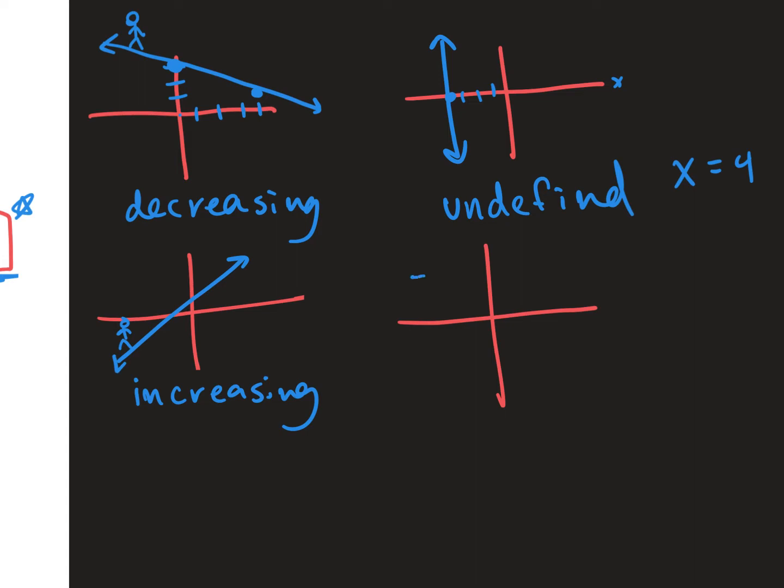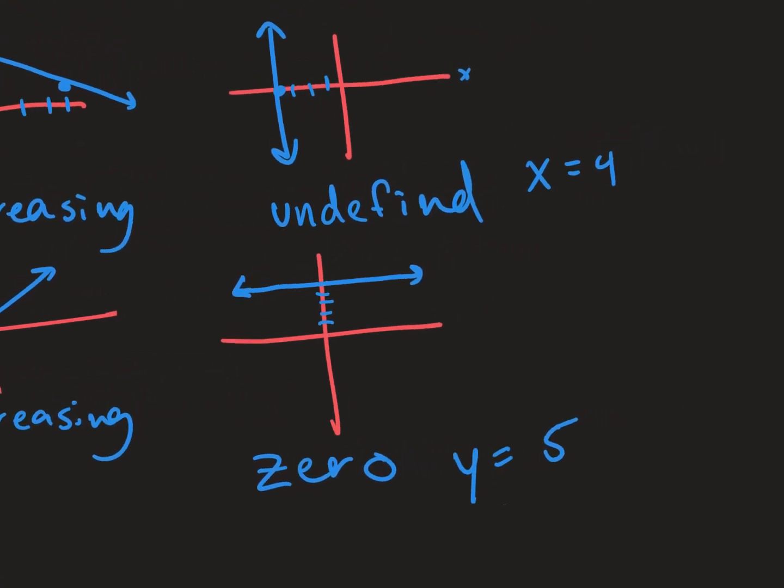What if my slope was just a horizontal line? What type of slope would I have here? Zero. So then this one would be y equals. So this would be like y equals 5 would be my equation of this line. One way you can remember it would be undefined, like the n in undefined goes up and down. The z in 0 goes side to side. Just a little helpful hint.